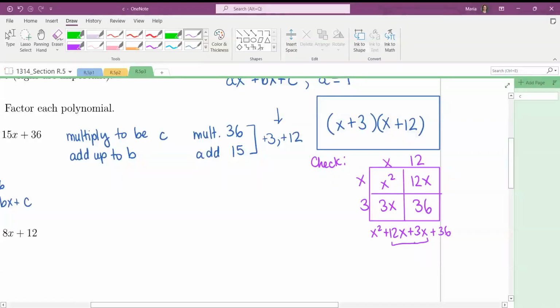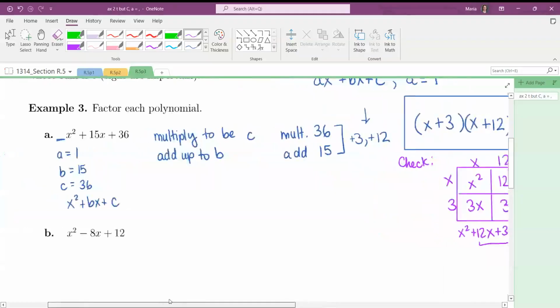And then these middle terms are like terms because they both just have a single x, so you can combine them. So this is going to be x squared plus 12 plus 3 is 15x plus 36. Okay, that's what I started with, so I know that the factorization is correct. Okay, that is all you have to do for this type of polynomial.